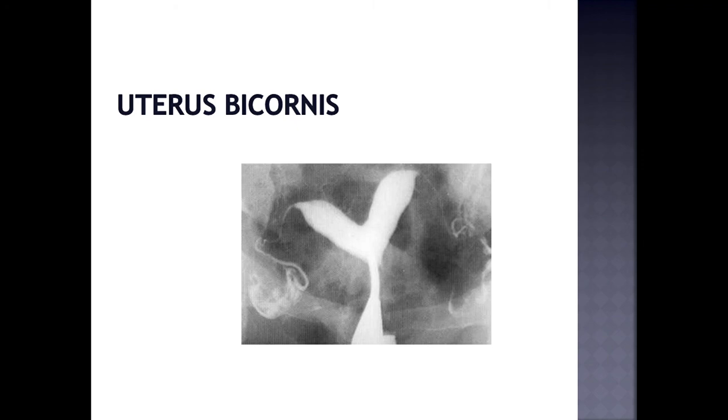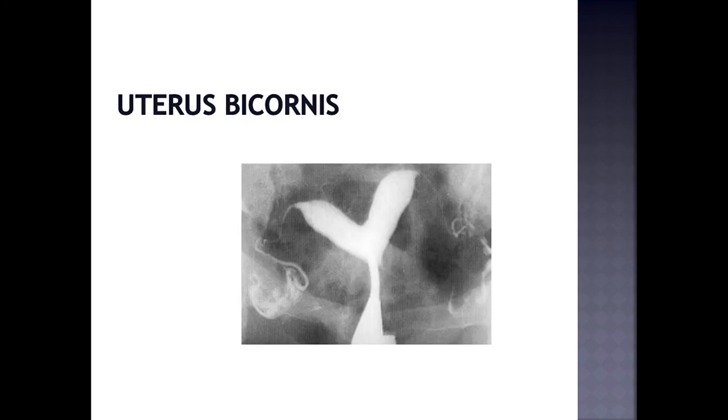The last one, the uterus bicornis. Here we can see that the normal triangular shaped contrast column that we expect after opacifying the endometrial cavity is not seen. Rather, the triangular shape has been distorted, and we can see the fundal aspect is indenting more inferiorly. So this is the image of uterus bicornis.